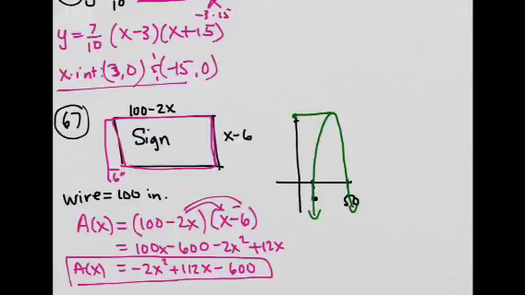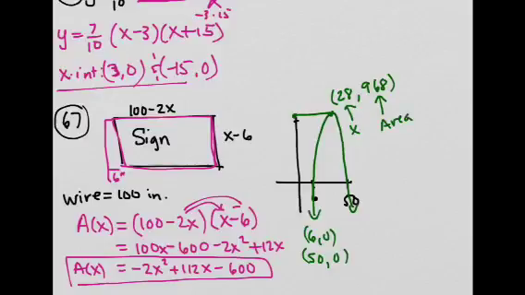So the x-intercepts are (6, 0) and (50, 0). And this point over here, I had to zoom out quite a bit, because this point right here is (28, 968). So that means that when x is 28, the area is the highest. Okay, so that's how you would read this graph.